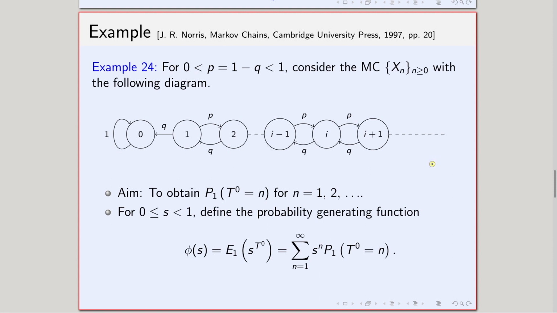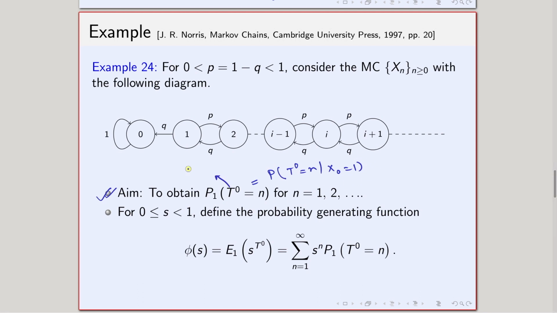So in this case, what is our aim? Our aim is to obtain this probability. What is this probability? It is nothing but the conditional probability that, starting from 1, I hit 0 for the first time in n steps. That is the probability we try to find out.